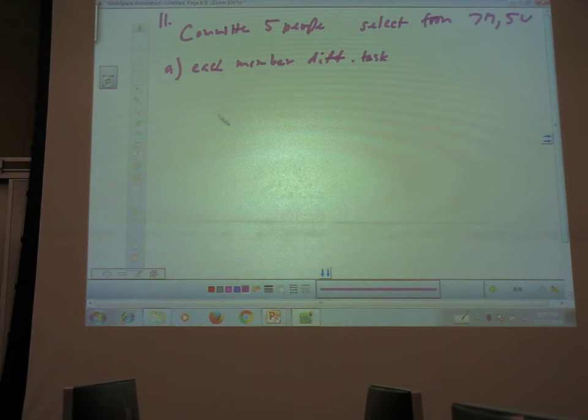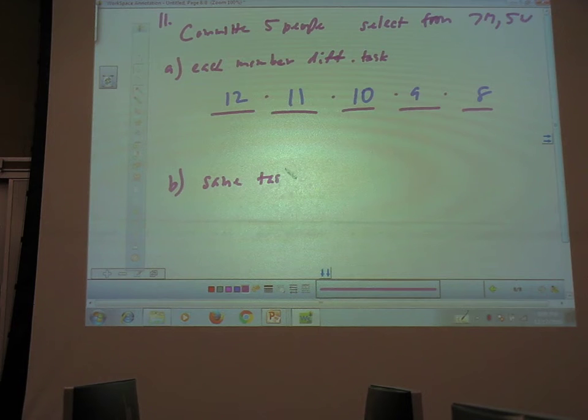Permutation. So it's going to be the regular one. How many spots are we picking? 5. How many options for the first spot? 12, because there's 7 men and 5 women. How many options for the second spot? 11, next one 10, next one 9, next one. And what are we doing with these numbers? Multiplying. Good. B is a little bit different. Here they have the same task. So here, does order matter? Order doesn't matter.